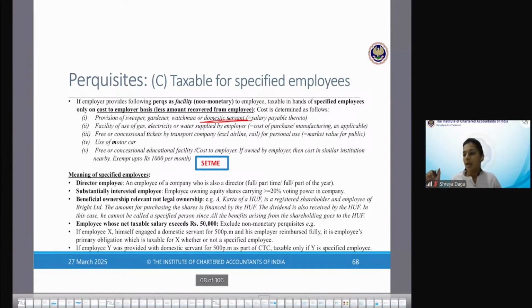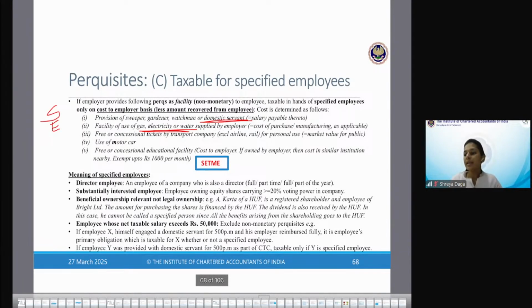Second, if the employer gives you gas, electricity, water, that means utilities. Okay, so gas, electricity, water. Let's just call it electricity, E. And the first one, let's just call it servant or sweeper, S.